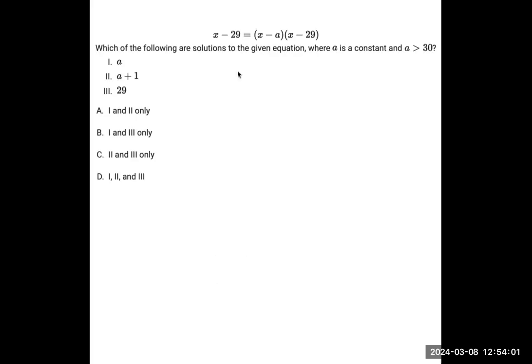On this question, we can imagine just dividing both sides by the common thing we're seeing, which is the x minus 29. And on the left side, that'll give us a 1, because when you have the same thing on the top and the bottom, it divides out to a 1. On the right side, it leaves us with x minus a. If we add a to both sides, we'll get x equals a plus 1. And we've found a solution.